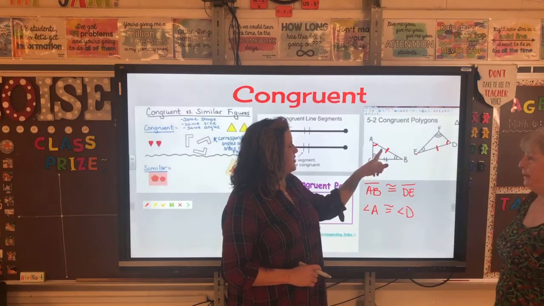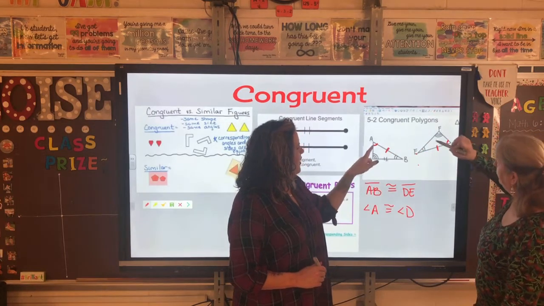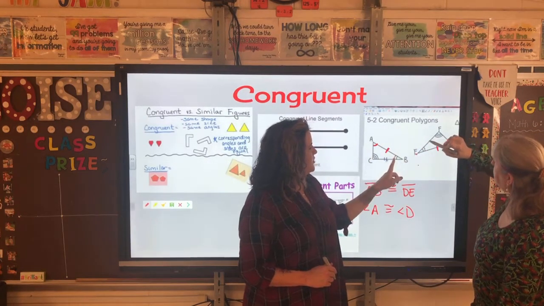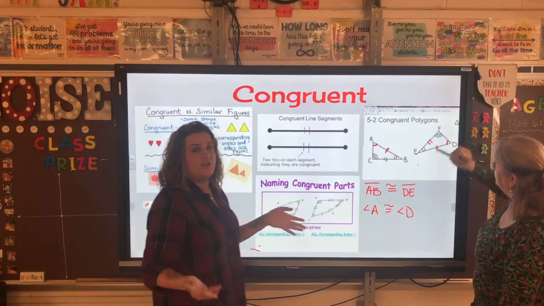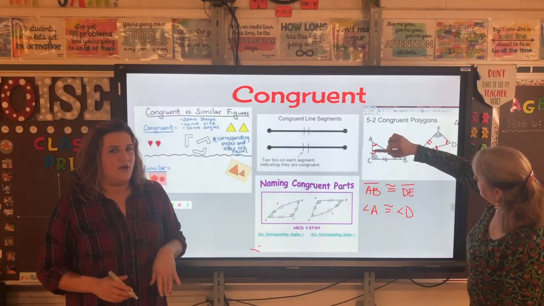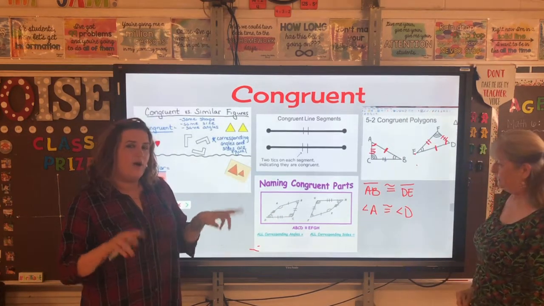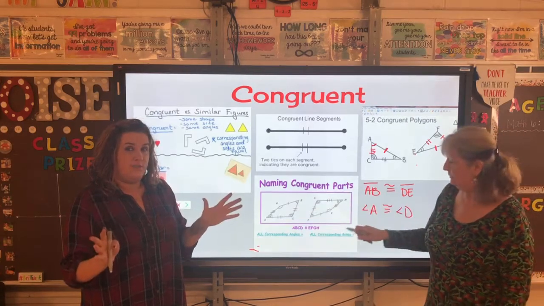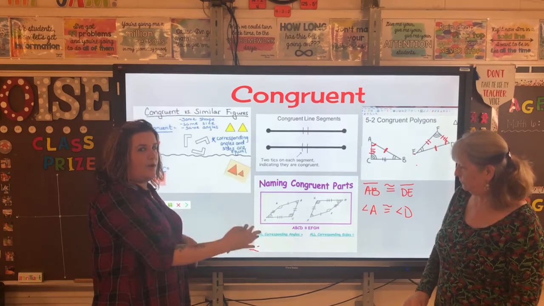You could do it all over the place. So one tick mark matches one tick mark. Two tick marks equal two over here. One arc matches one arc. Two arcs match two arcs. Three arcs match three arcs, and so on, depending on how many angles there are. So you can use those kinds of clues to show what we call corresponding parts: the part on one polygon that matches the part on the other polygon.